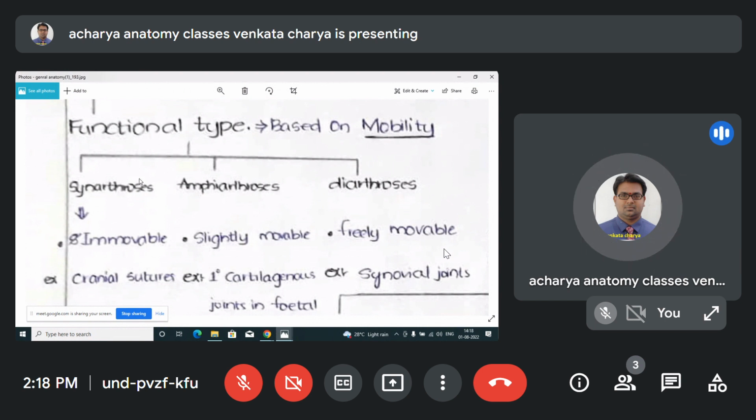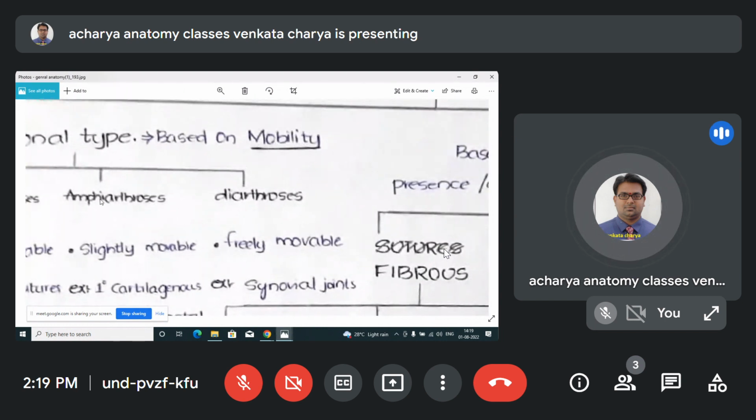Synarthrosis means immovable joints. The joint is present but it can't move. That type of joint we call synarthrosis. Okay, they can't move.